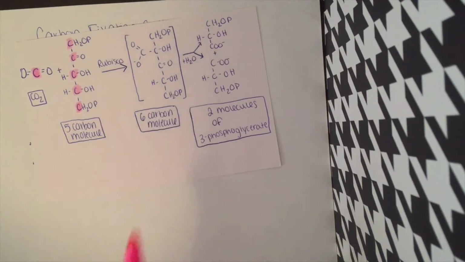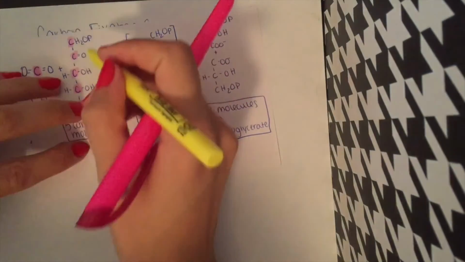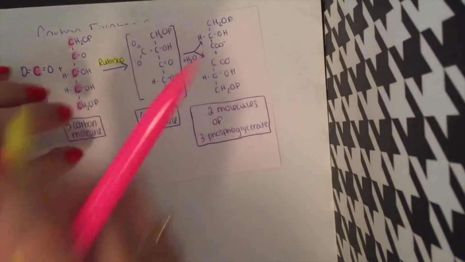Rubisco is very, very, very important. It is probably the most abundant protein that we have on Earth. Rubisco is such a big deal because it's used in this so many times and it can't go very fast, so we have to produce a lot of it. So rubisco, very important. Remember that.